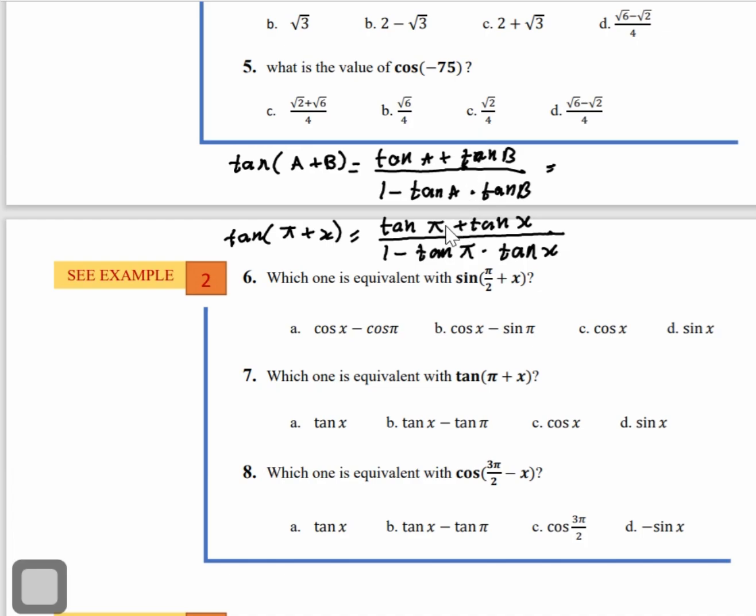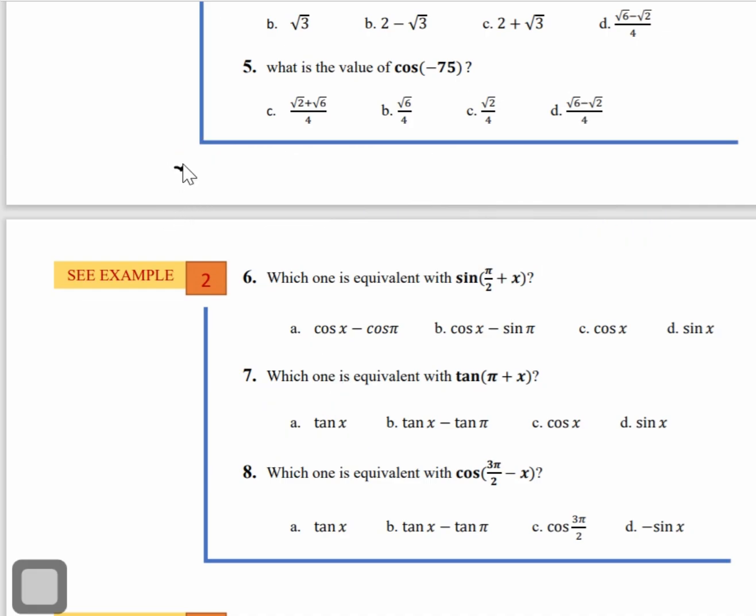By using a calculator, tan pi equals 0. So it means here tan pi also equals 0. 0 multiplied by anything will be 0. So 1 minus 0 is also 1 here. And 0 plus tan x, we have just tan x. So tan x over 1 is tan x itself, which means branch A is true. This is for number 7.